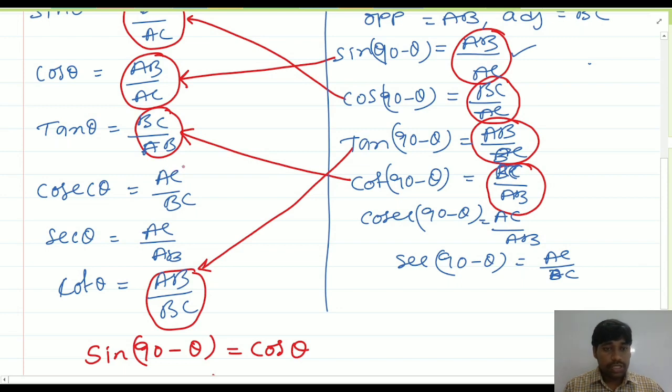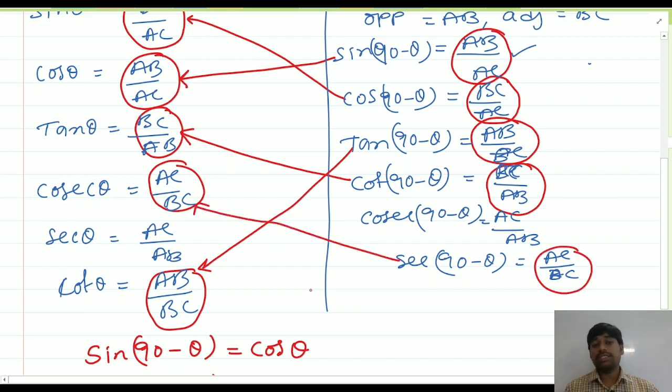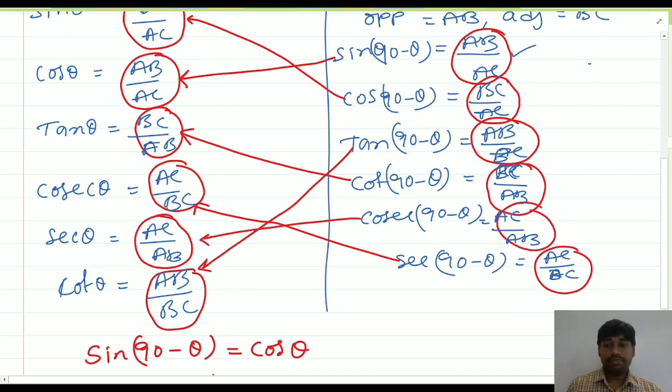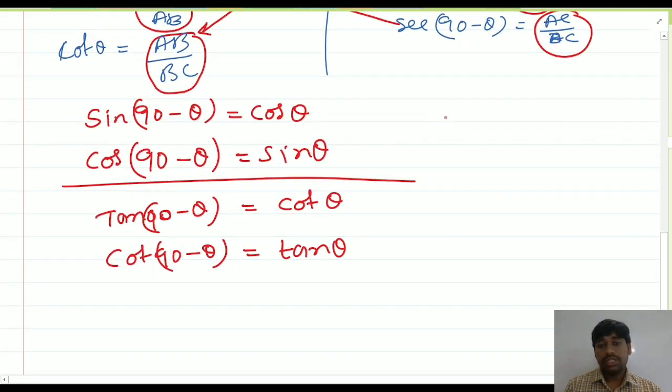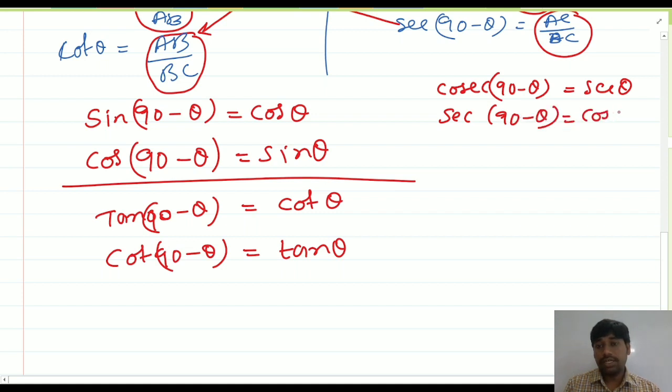Next, cosec, you see that AC by BC. There is AC by BC in sec 90 minus theta. So secant 90 minus theta is the complement of cosec theta. The last one, this is AB by AC, and AC by AB. So these two are complements. Is it clear? There is one more complementary trigonometric ratio: cosecant 90 minus theta becomes secant theta, and secant 90 minus theta becomes cosecant theta.